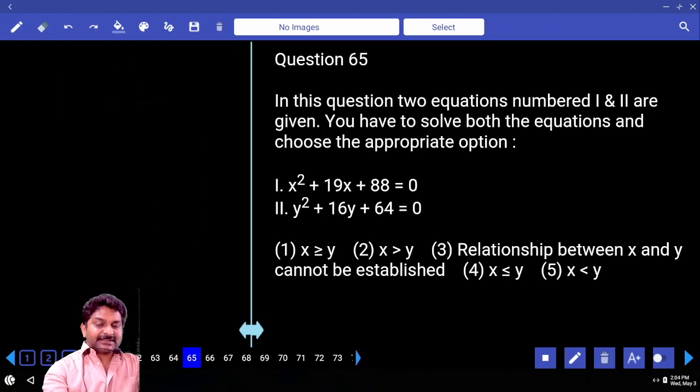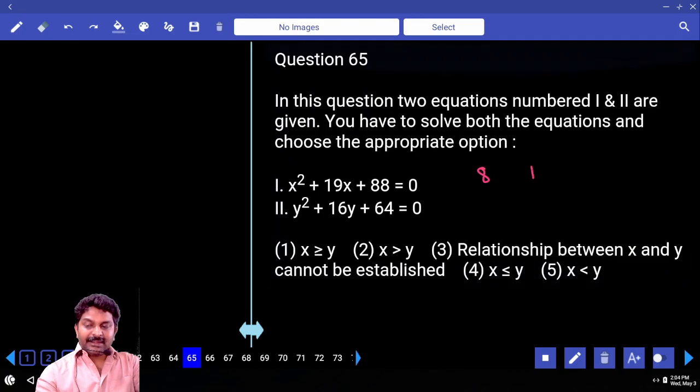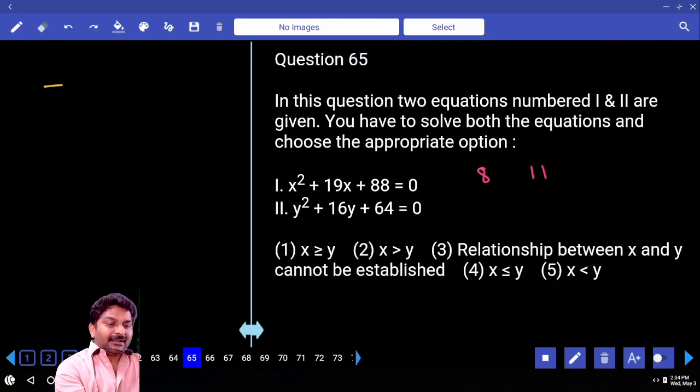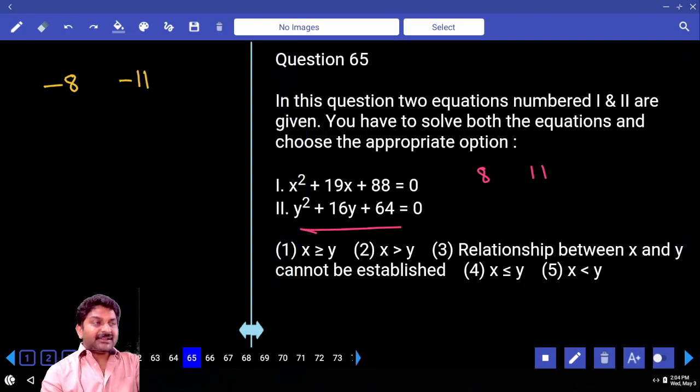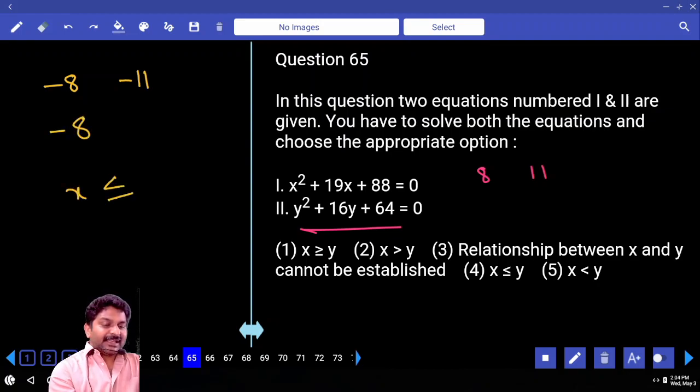Product is 88. 8 and 11. Factors are minus 8 minus 11. This is y plus 8 whole square. y is equal to minus 8. x is again less than or equal to y.